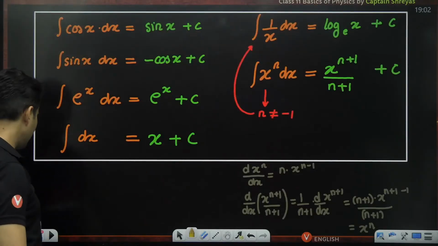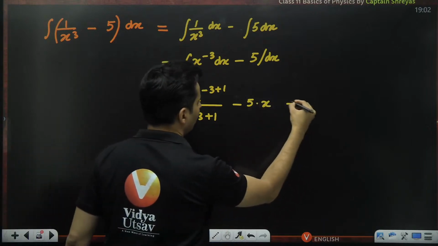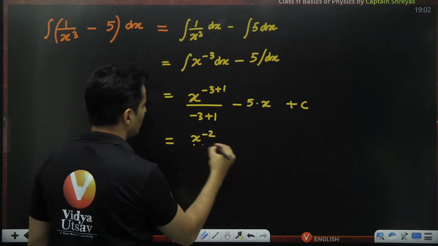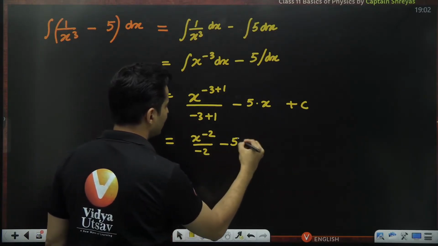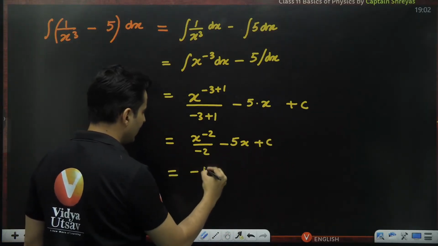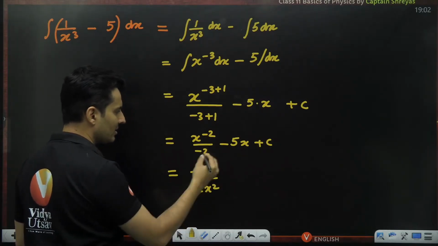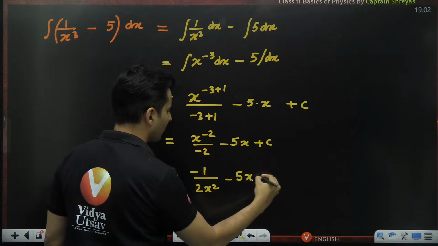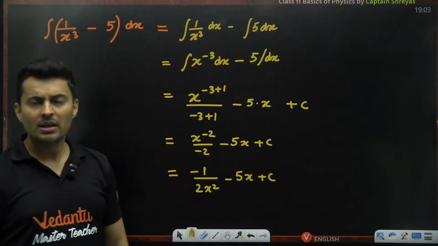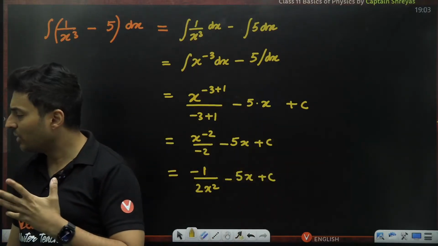Integration of dx is just x. So just put that over there, multiplied by x, and of course only a single constant. So this will become x raised to minus 2 by minus 2, minus 5x plus c. If you don't like it like that, I prefer a slightly better way, minus 1 by 2x square, because x raised to minus 2 is 1 by x square, and minus 5x plus c. So this is the answer for this integration. Isn't doing the basic integration very easy? This is the kind of thing which you will usually do.